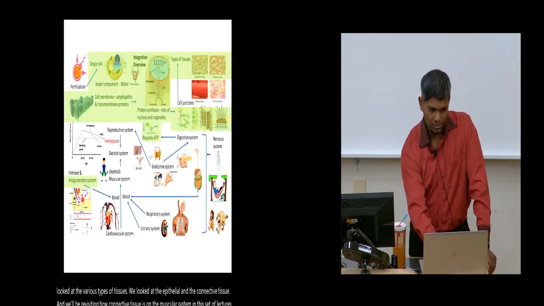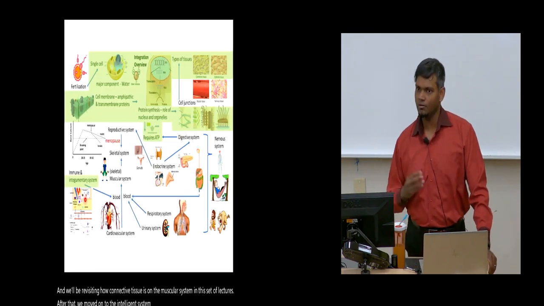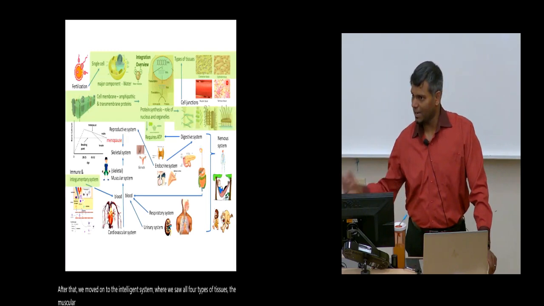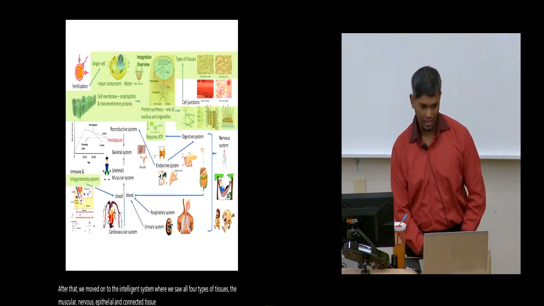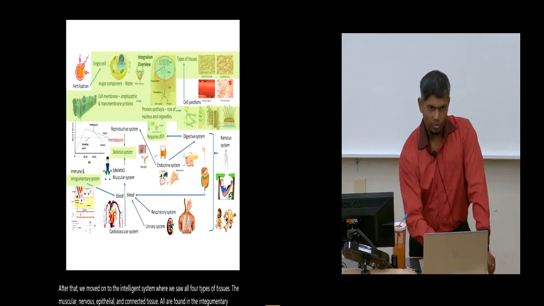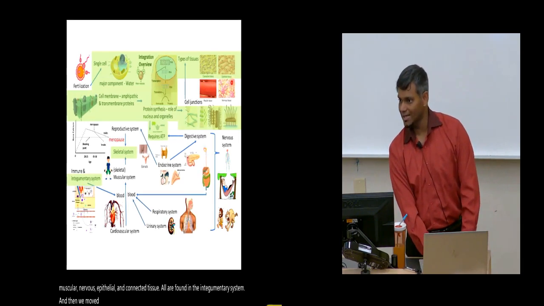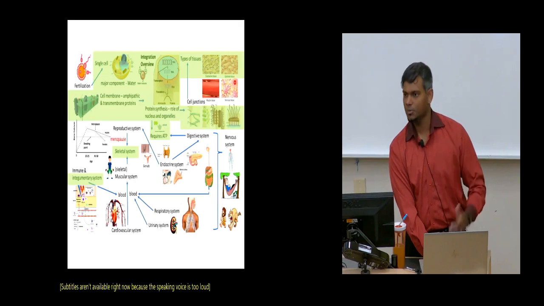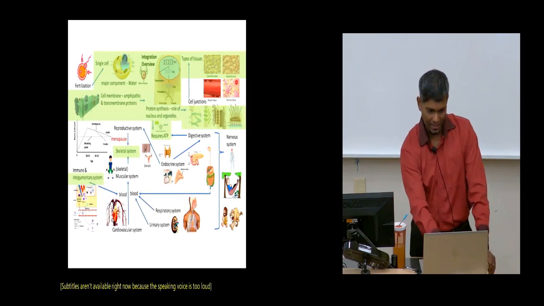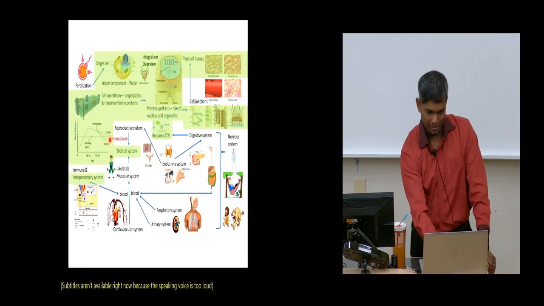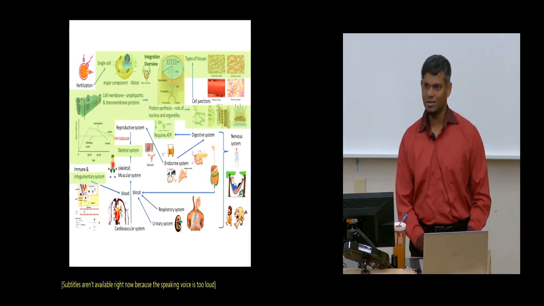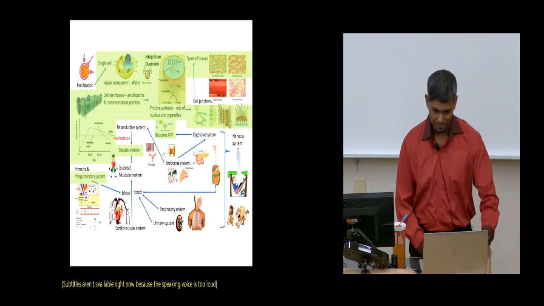After that, we moved on to the integumentary system, where we saw all 4 types of tissues. The muscular, nervous, epithelial and connective tissue all are found in the integumentary system. And then we moved on to the skeletal system, and we see that the way to improve bone density is by engaging in weight bearing exercises, and to perform weight bearing exercises you need to use the muscular system.